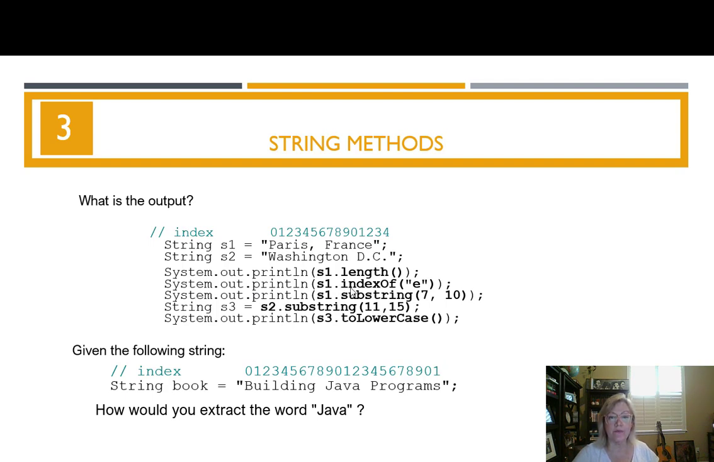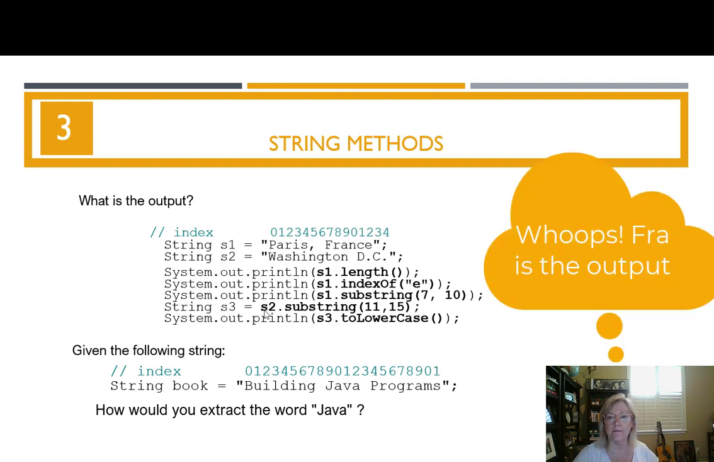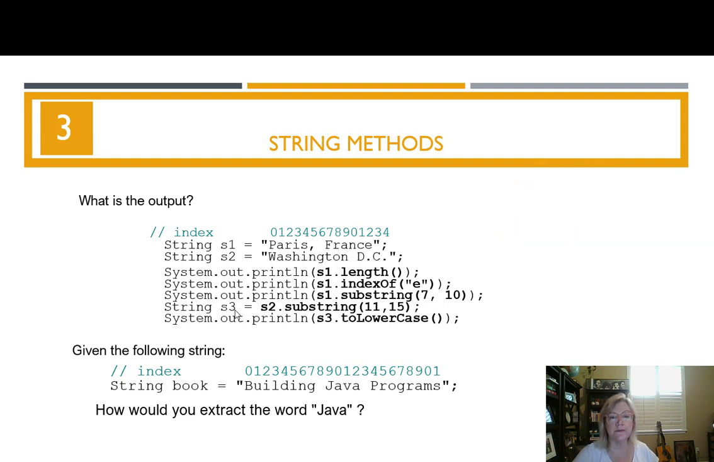The second one, print out the index of e. Well, that's going to be 12 for s1. Now print out the substring of s1, 7 to 10. Well, 7 is f, 10 is n, but it doesn't include that one, so far will output. And now we're going to string s2, and we're going to assign it to s3, the substring 11 to 15. So here's 11 is D period C period, and then we're going to take that and we're going to lowercase, and so what's going to output is the lowercase d.c.